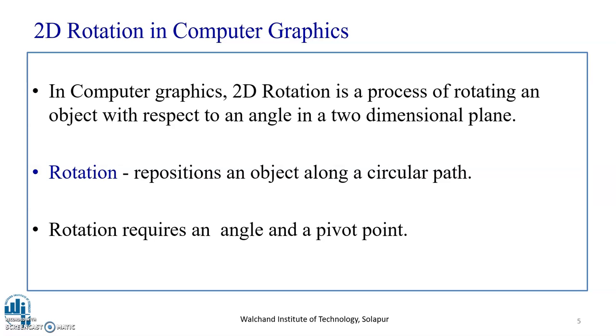Whenever we want to rotate any graphic primitive, maybe a line, a circle, a polygon, a triangle, a square, we require an angle by which we have to rotate that given graphic primitive, and a pivot point.